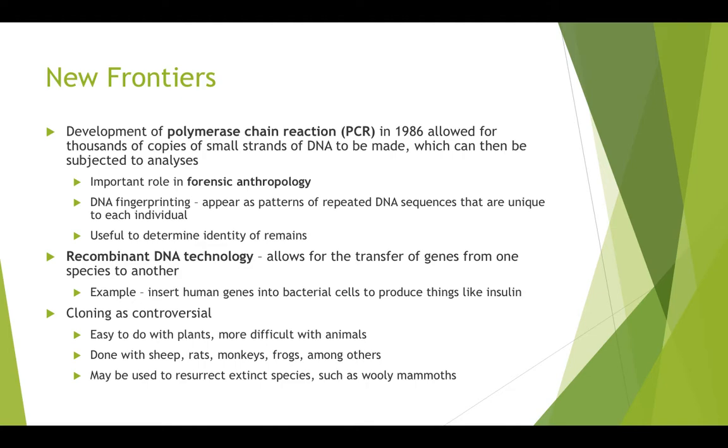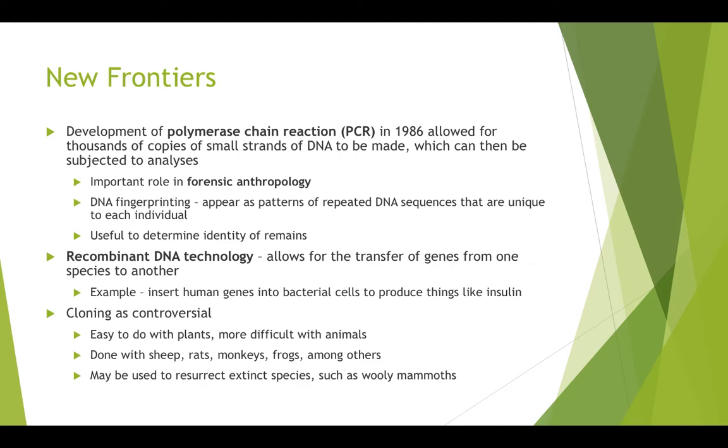Recombinant DNA technology allows for the transfer of genes from one species to another. This has played a prominent role in biomedicine. For example, we've been able to insert human genes into bacterial cells and then engineer those bacterial cultures to produce things like insulin. This has made insulin much more readily available and less expensive for people with diabetes because we don't have to rely on the pancreas of other higher taxa, like bovine pancreas, to produce the insulin that we then need to harvest. We're not having to kill organisms to harvest insulin when we can just engineer bacteria to do it.